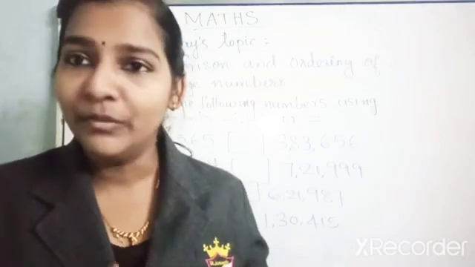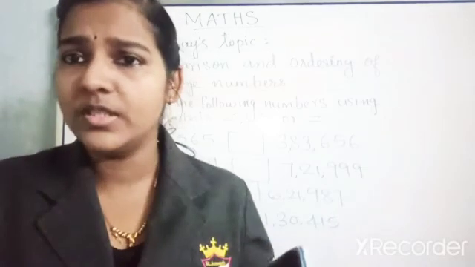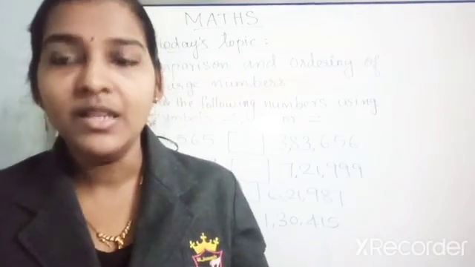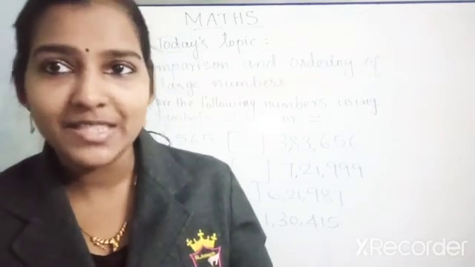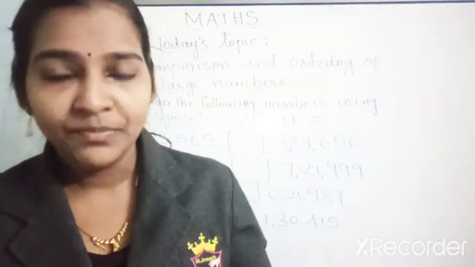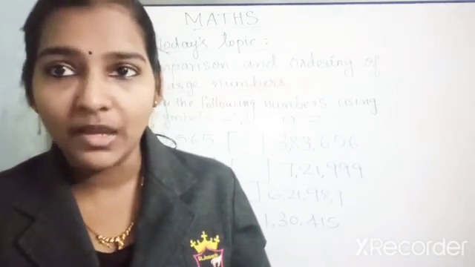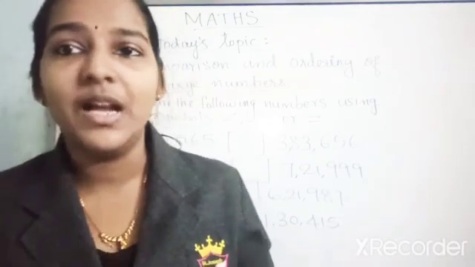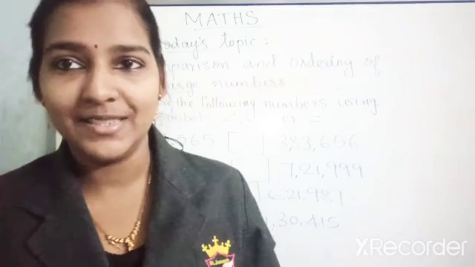In the same way, if the hundreds place digits are the same in a question, then you can move to the next place, that is the tens place, and compare the tens place digits. And if they are also the same, then you can move to the next place. So this way you can compare the digits.